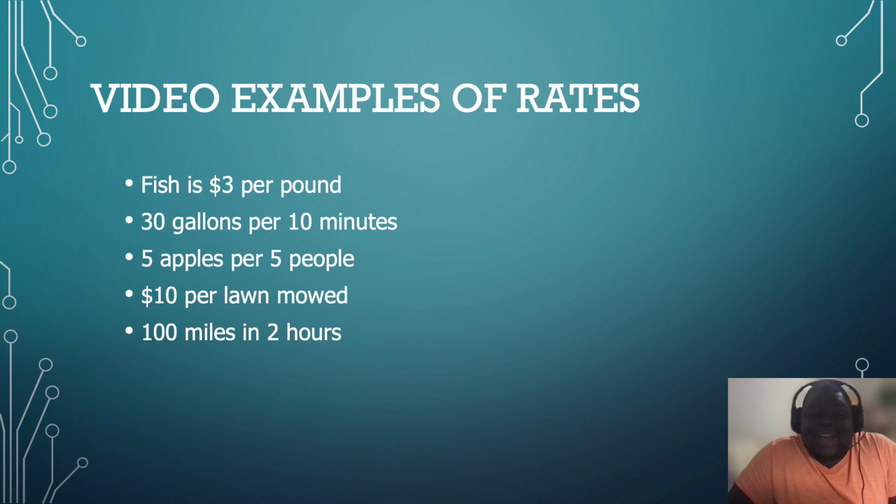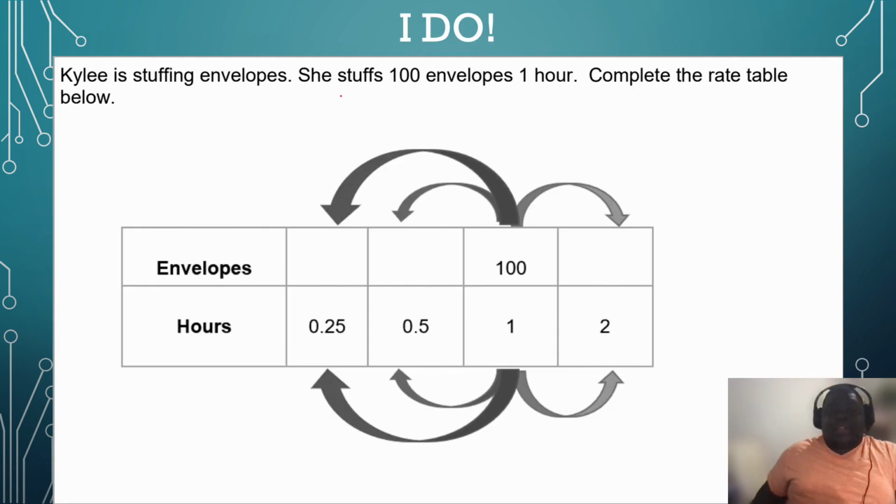Let's go ahead and close our math notebooks. Your computer should still be at half mast. Let's look over into our math notes for today. So go ahead and grab your math notes, and we're going to do an I do from today. So here we go. For the next page, the question says Kylie is stuffing envelopes. She stuffs 100 envelopes per hour. Complete the rate table below.